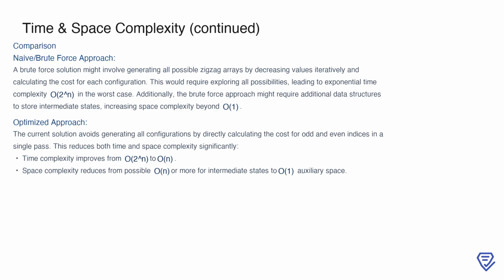Now, comparing this optimized approach with a naive or brute force solution highlights the efficiency of our method. A naive approach might involve generating all possible zigzag configurations by iterating over the array and decreasing values one by one to calculate the cost of each configuration. This would result in exploring all possible combinations, leading to exponential time complexity of O(2^n) in the worst case. Additionally, such a brute force method might require storing intermediate states, which would increase space complexity beyond O(1). In contrast, the optimized approach avoids generating all configurations and directly calculates the cost for odd and even indices in a single pass. This not only reduces the time complexity from O(2^n) to O(n), but also minimizes the space complexity, requiring only O(1) auxiliary space apart from the input storage.